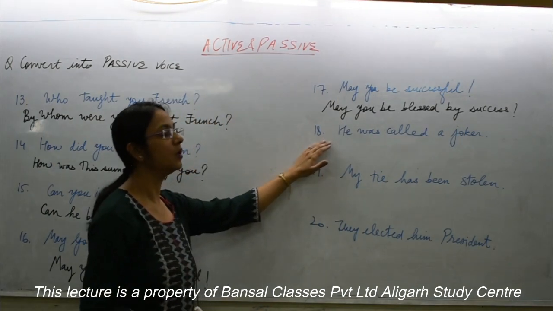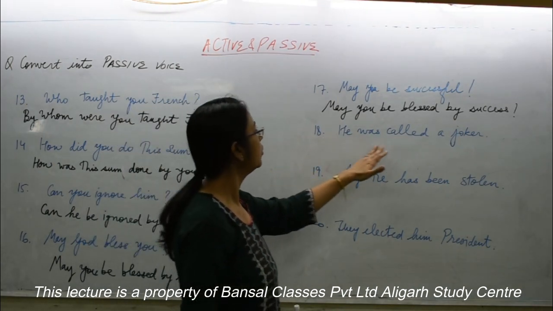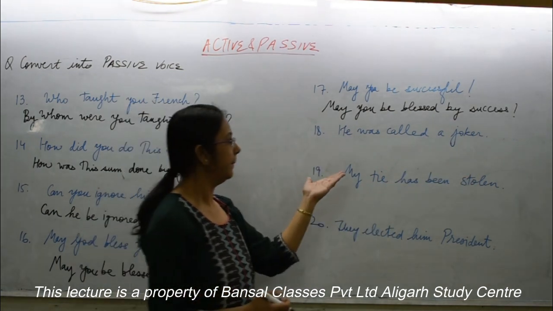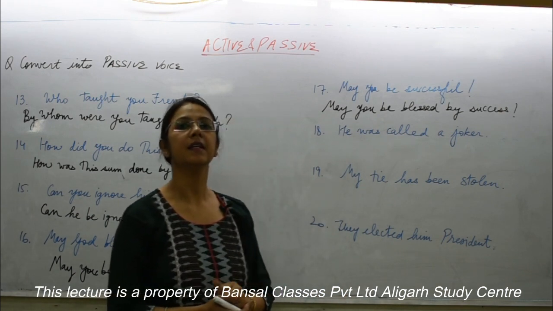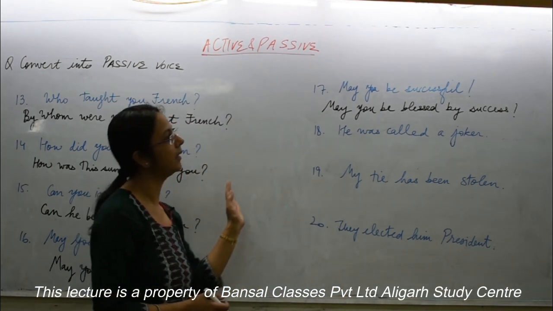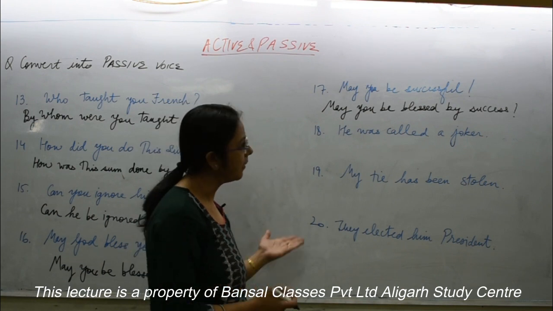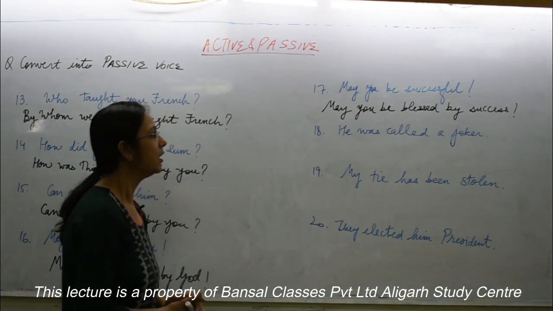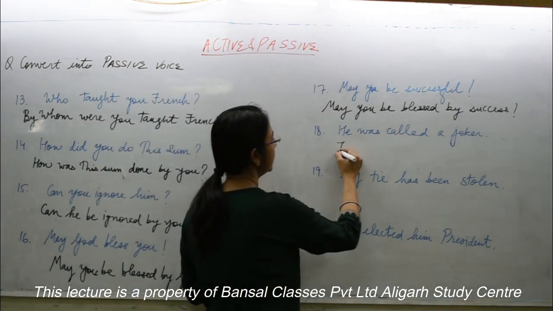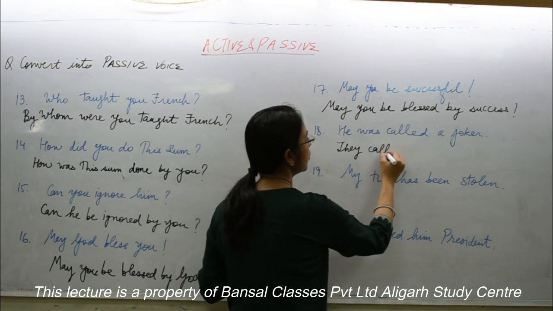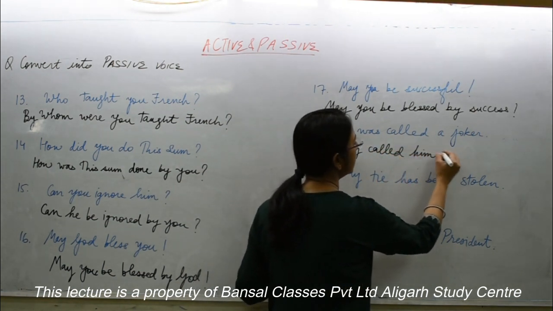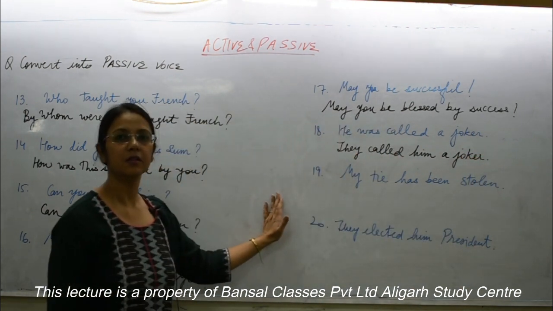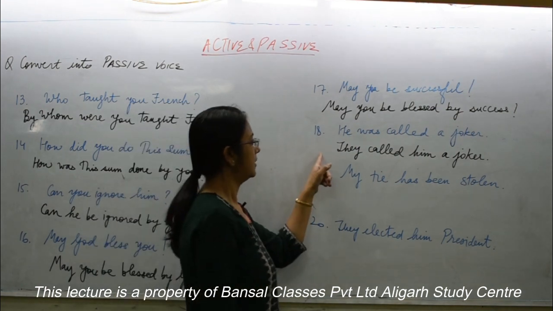In this sentence, he was called a joker. We don't know who is telling him. The subject is unknown, so we can choose our own subject. We can apply our own subject to it, for example, they, we, officer, anybody else for that matter. So, how will this be converted? They called him a joker. This is how it gets converted.